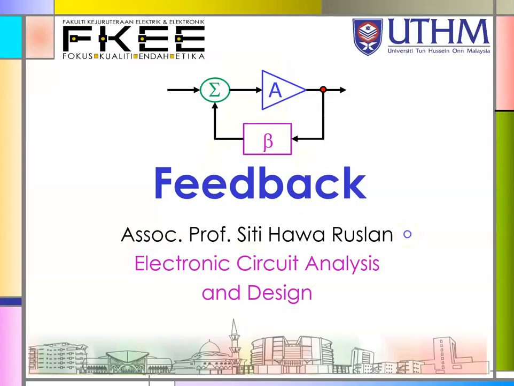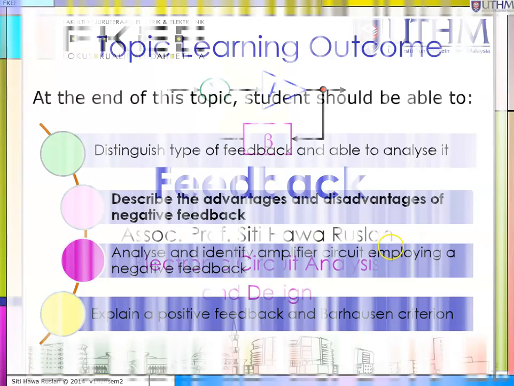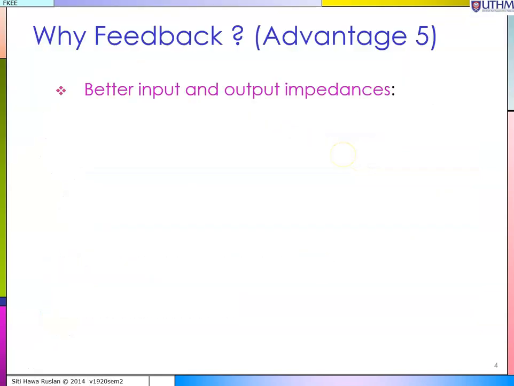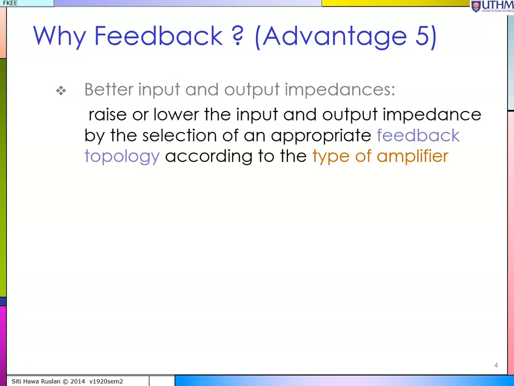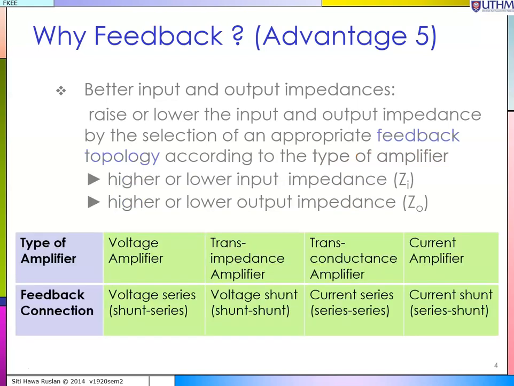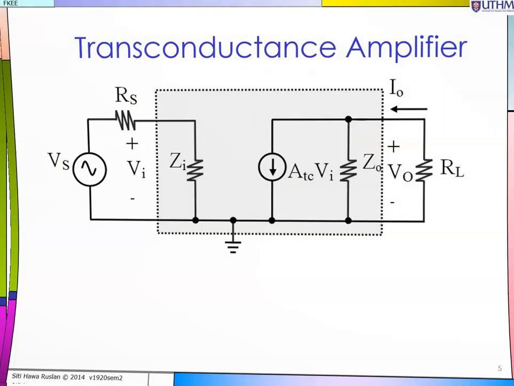We continue with the advantages of negative feedback, and this time around we'll talk about the last advantage of negative feedback, where we have a better input and output impedance. The impedance can be increased or decreased depending on the type of amplifier. In the last lesson, we talked about the voltage amplifier and transimpedance. So now we move on to the transconductance amplifier and current amplifier.